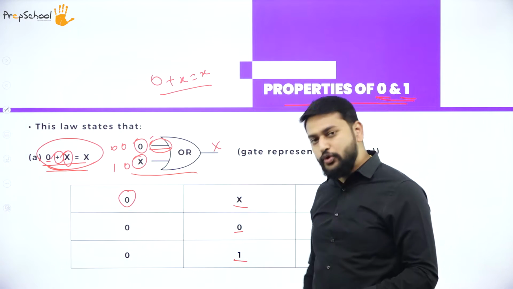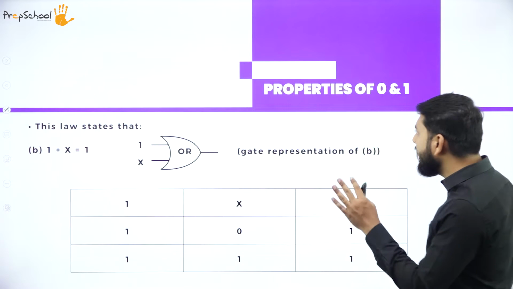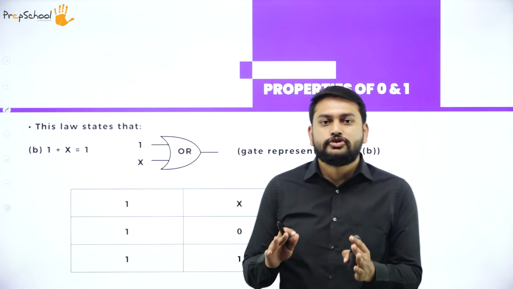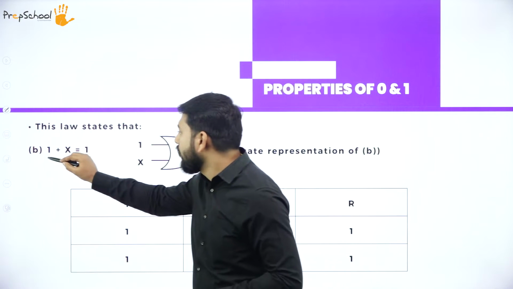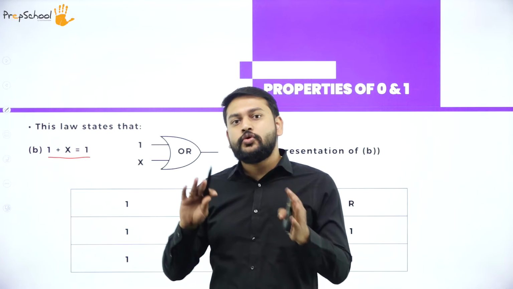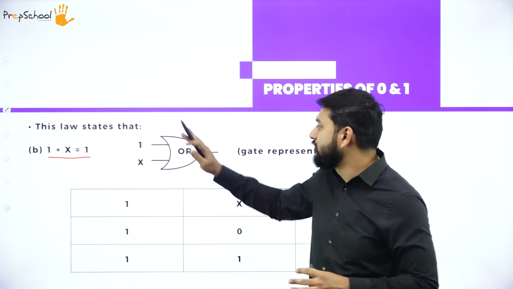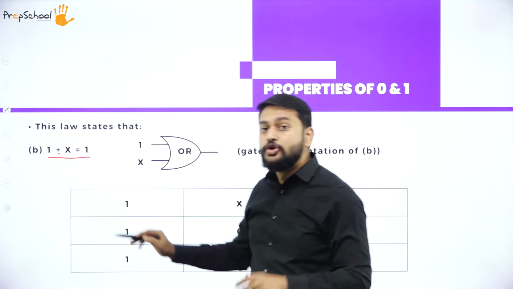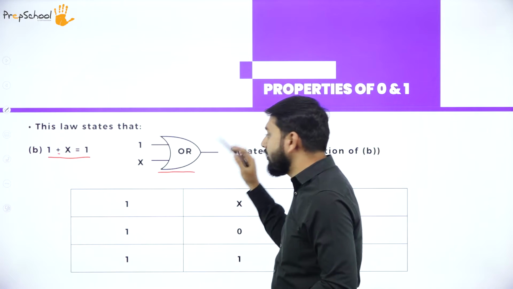Alright. So moving on to the next one. The next law that you have to remember in the properties of zeros and ones is 1 plus x is equal to 1. Now you have to tell me how to do this. First thing that you will write is the gate. What is the gate that you have to write? You have to write the OR gate.